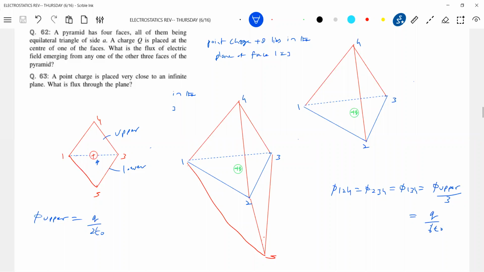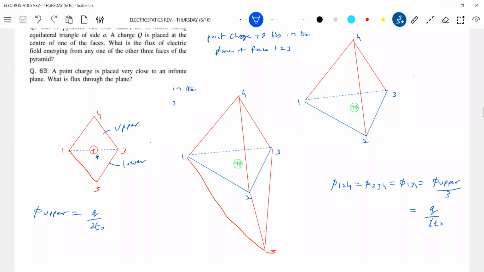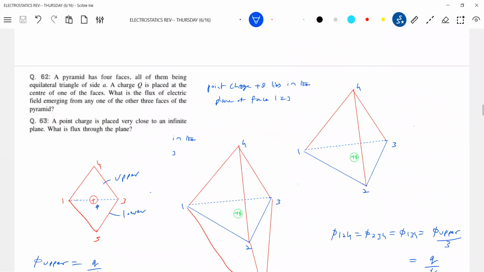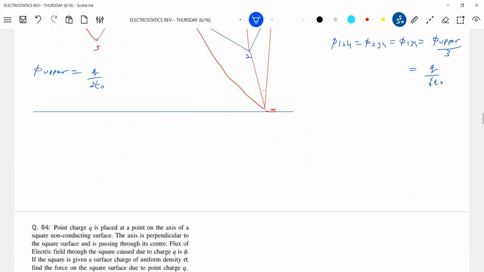Now a point charge is placed very close to an infinite plane. What is the flux through the plane? The second part, question number 63. So there is an infinite plane. The point charge is kept here. So definitely half of the flux will link the plane, remaining half will go here. So what is the flux linking the infinite plane? Q by 2 epsilon naught. Half of the flux will link the plane, remaining half will come on this side. No? So here the lines of force will be.